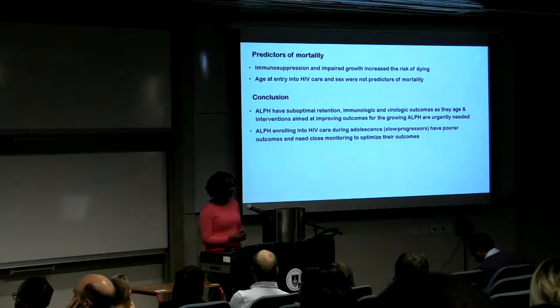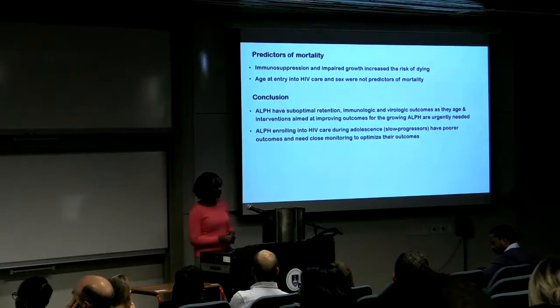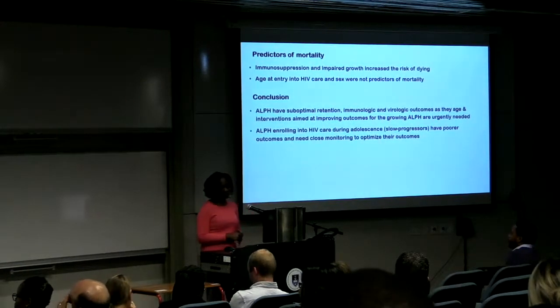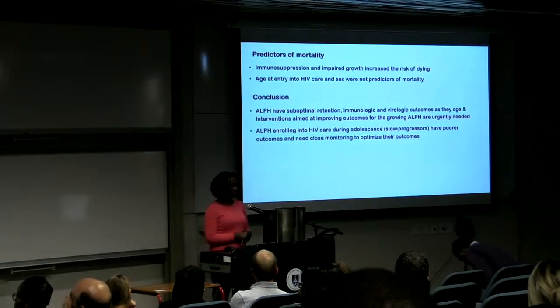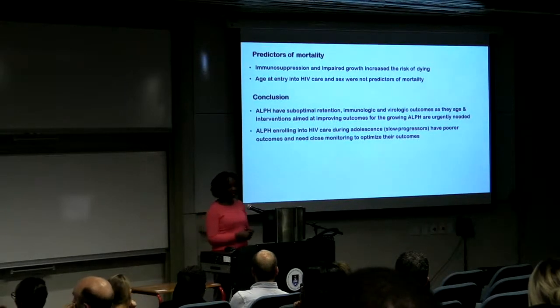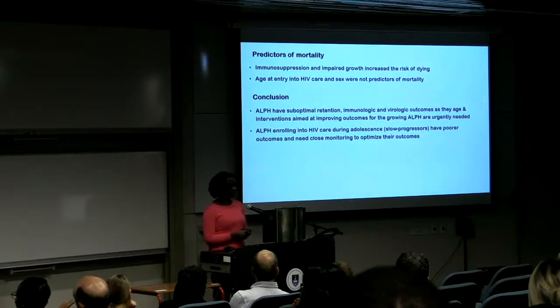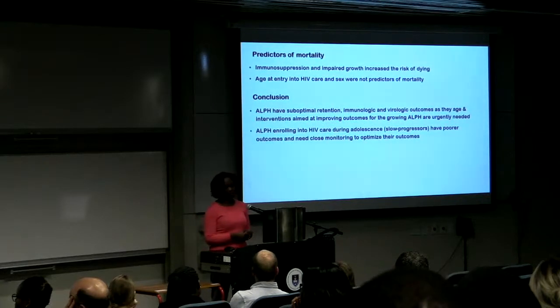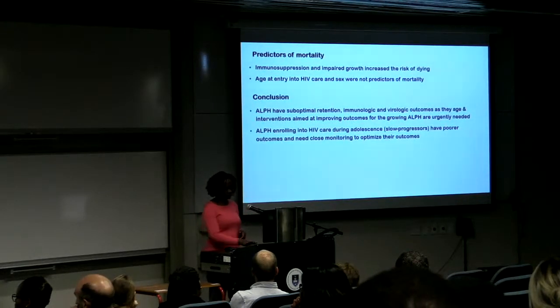So in conclusion, adolescents living with perinatally acquired HIV have suboptimal retention, immunologic and virologic outcomes as they age, and interventions aimed at improving outcomes for this growing population are urgently needed. And also that adolescents living with perinatally acquired HIV that enroll into care during adolescence seem to have poorer outcomes and probably need closer monitoring.